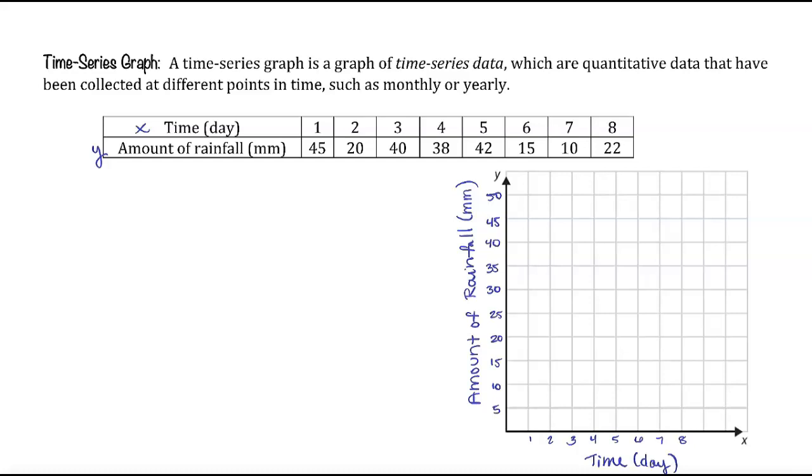On day 1, there were 45 millimeters of rainfall. So we'll plot a point above the 1 with a height of 45. For day 2, we need a point that corresponds to a height of 20. For day 3, we need a height of 40. Day 4, a height of 38. Day 5, 42. Day 6, 15. Day 7, 10. And finally, day 8, 22. The final step is to connect these dots with line segments in the correct order. Notice that unlike a frequency polygon, we do not connect this back down to the horizontal axis.